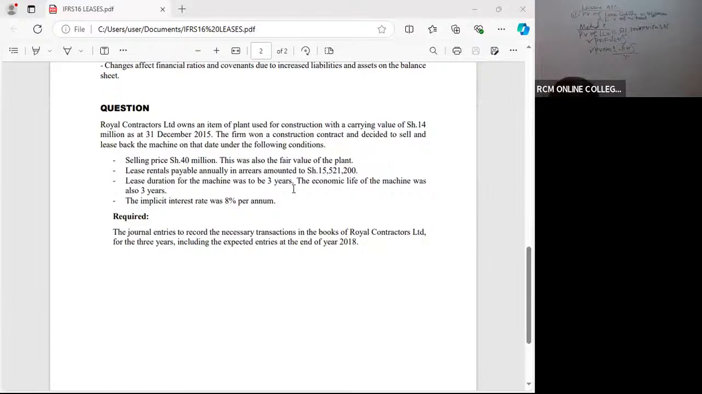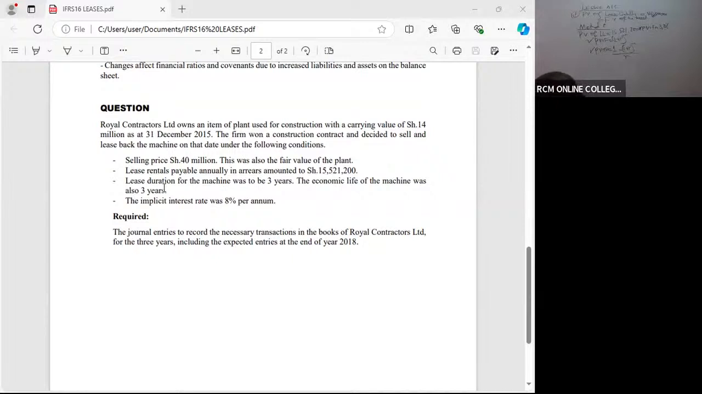is 3 years, and the economic life of the machine was also what here? 3 years. Of course, to discount here, because we are the lessees, we are going to see this later on. You could be given a big lease duration, but the economic life of the machine is shorter. And I've seen this kind of question being asked in advanced financial reporting.